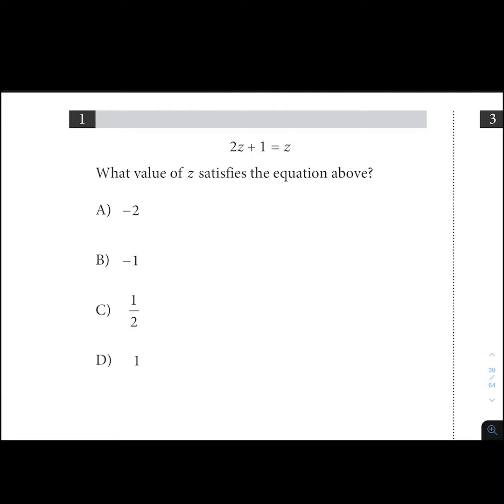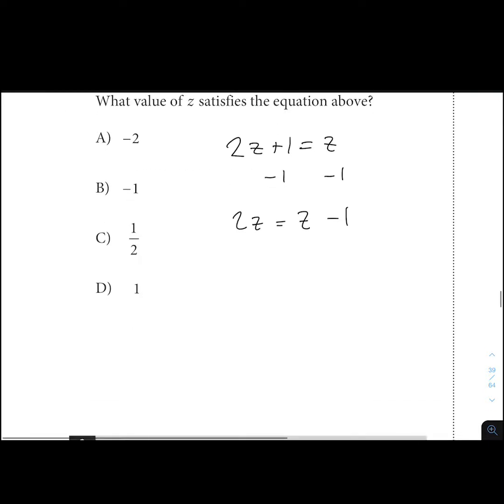What value of z satisfies this equation, 2z plus 1 equals z? So we're just trying to solve for z here. To solve for z, you get z by itself and move everything to the other side. It doesn't really matter if you want your z variable on the left or the right. I may just go ahead and move the 1 to this side. And with this math, you may be able to do it in your head. That's totally fine. And then I'm going to move the z to this side.